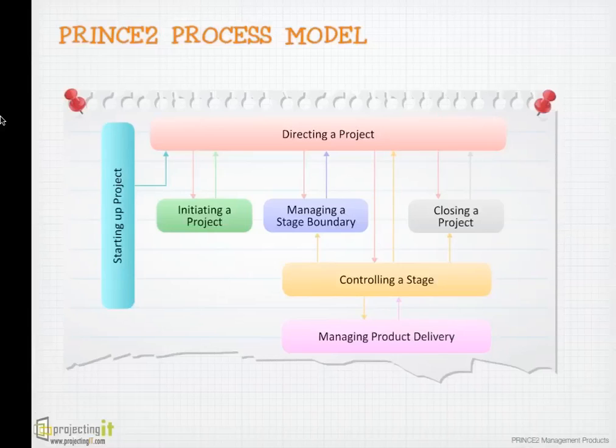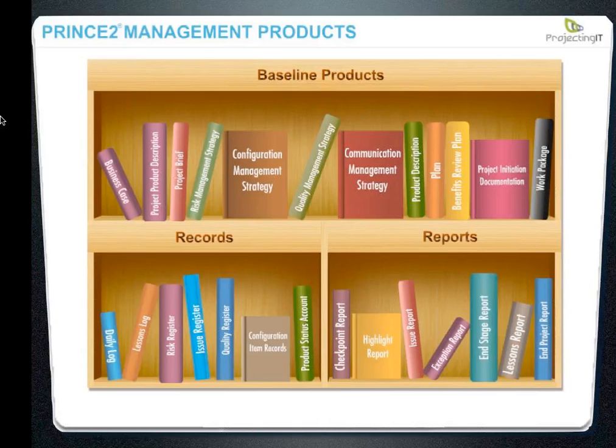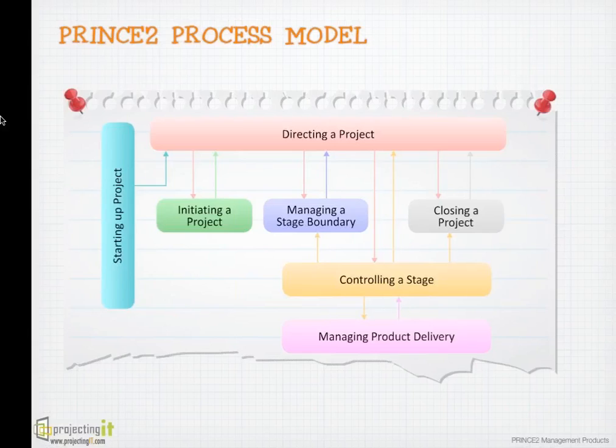Managing stage boundary is used at the end of each stage to see how the stage was delivered and to update project strategies, plans, and plan what's happening next. Finally, closing a project is about handing over the products to the operations team and taking a final sign off on the project. Now, the outputs that we have seen, these 26 outputs of the project or set of information, are created or updated or reviewed as part of these 7 processes.